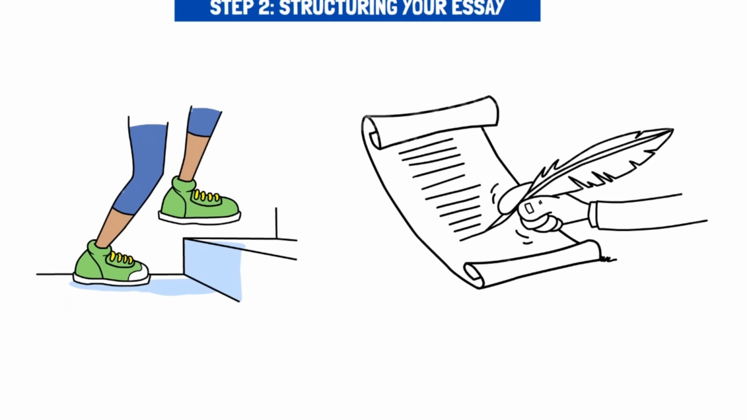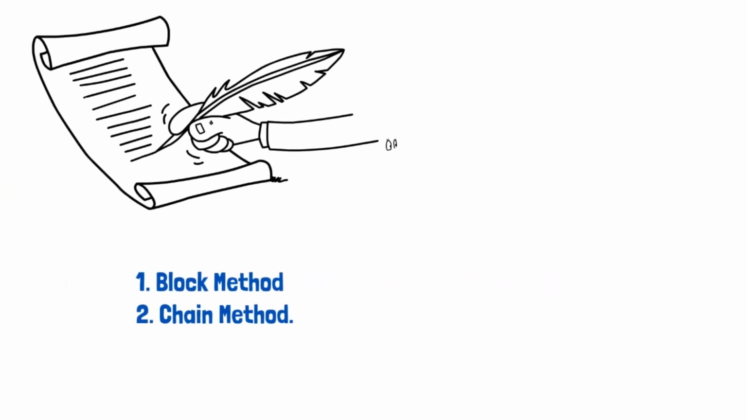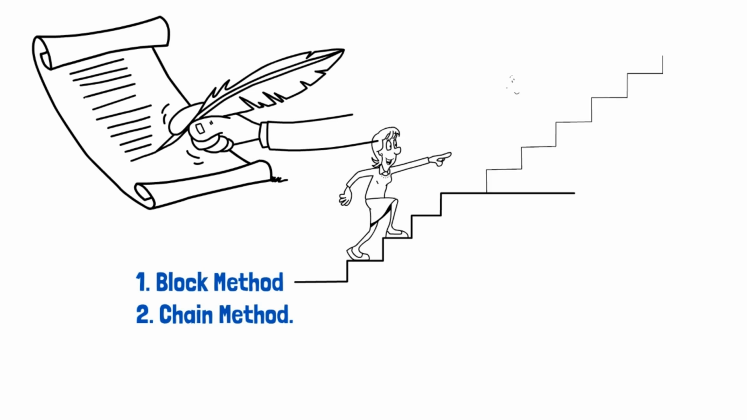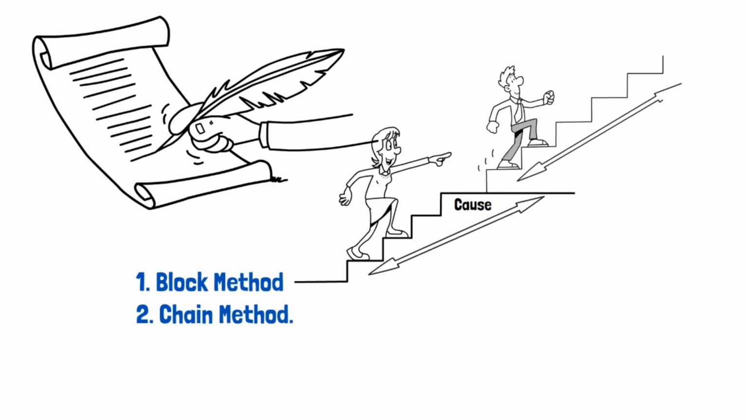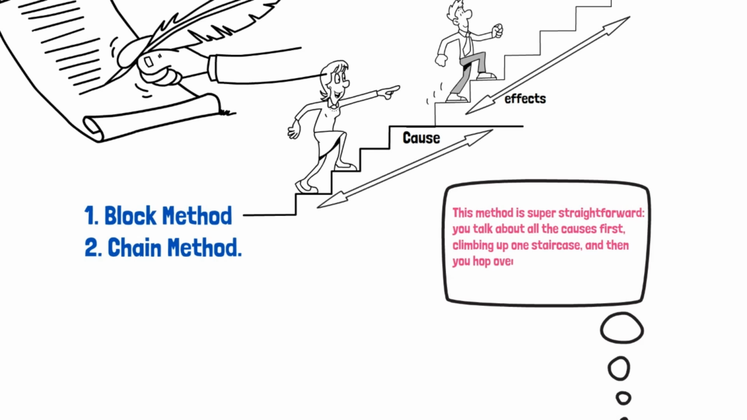There are 2 ways to build this staircase. Let's call them the block method and the chain method. 1. The block method. Picture building 2 separate staircases right next to each other. One staircase is all about the reasons why something happens. These are your causes. The second staircase, it's all about what happens as a result. These are your effects. This method is super straightforward. You talk about all the causes first, climbing up one staircase, and then you hop over to the next and dive into the effects.